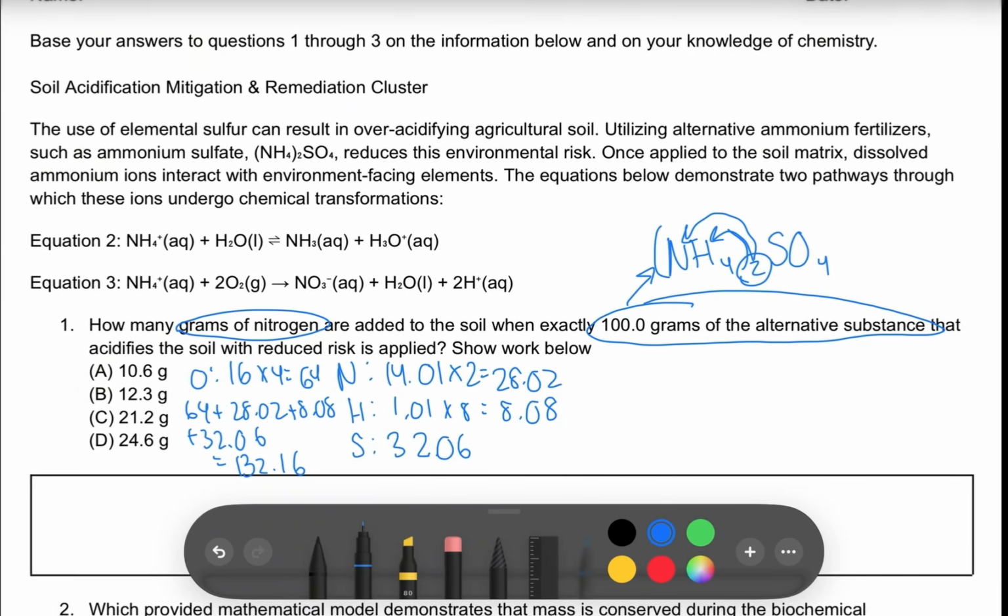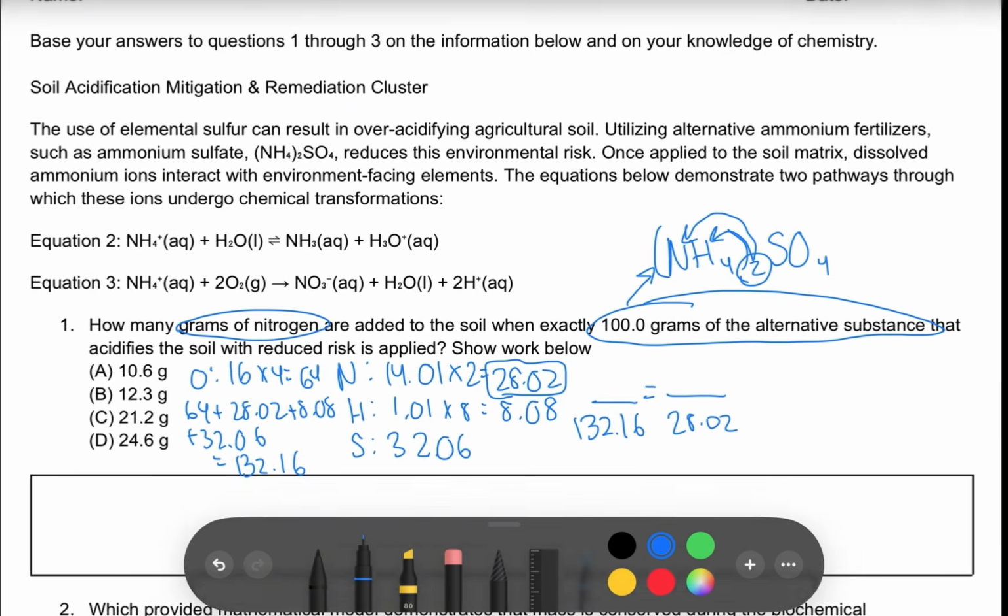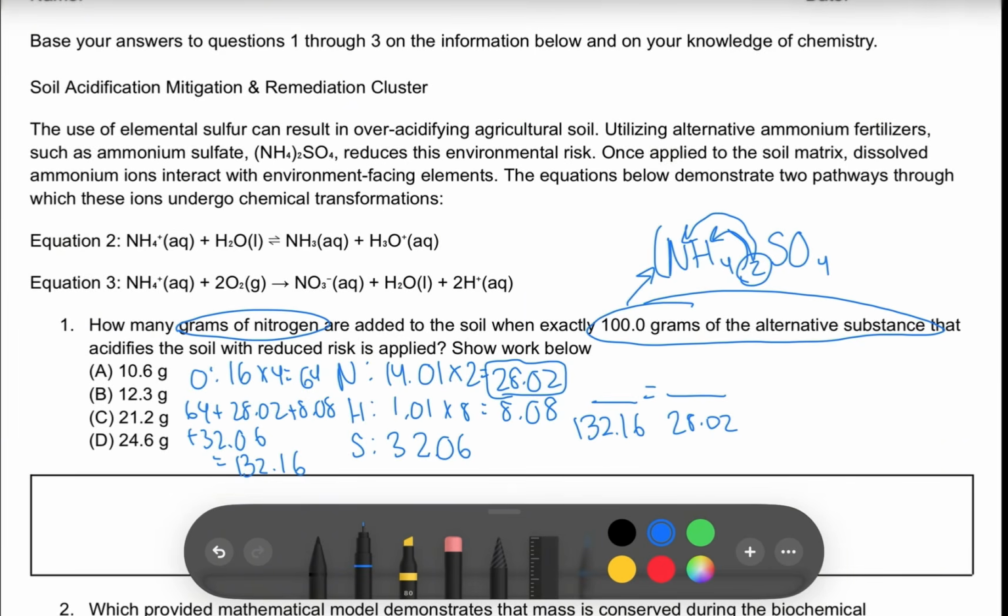So in ammonium sulfate, we have a mass of 28.02, which belongs to nitrogen. So if we were to make a proportion, our molar mass is going to go at the bottom. So the molar mass of ammonium sulfate was 132.16. And the molar mass of nitrogen was 28.02. Now these are going to be separate because, again, we're finding how much nitrogen is in ammonium sulfate when there are 100 grams of ammonium sulfate. So then the given grams is going to go on top. So we're given that there are 100 grams of ammonium sulfate, and we want to find how much nitrogen is in those 100 grams.